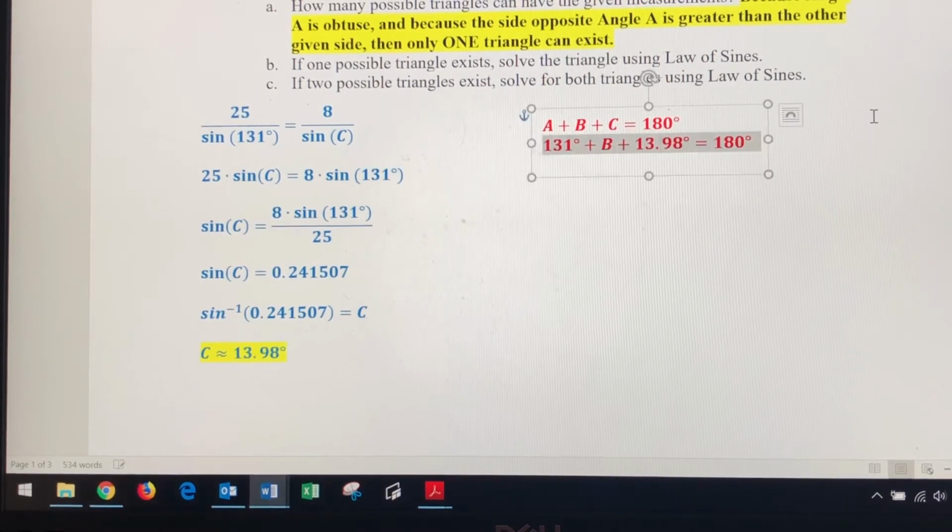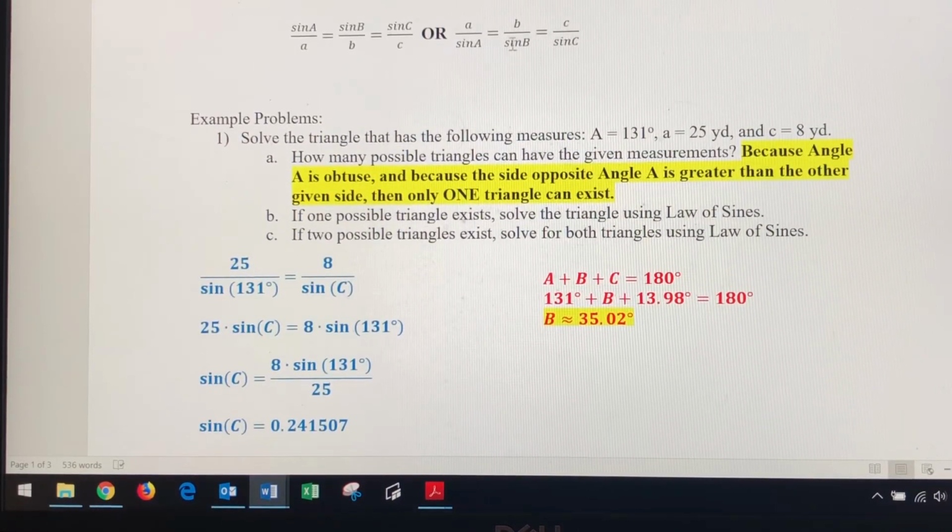Let's substitute the values we know, and then we'll solve for B. So B should be approximately 35.02 degrees. So now I have that value. I can go back up and use my ratios here. Again, we want to use given information as much as possible.